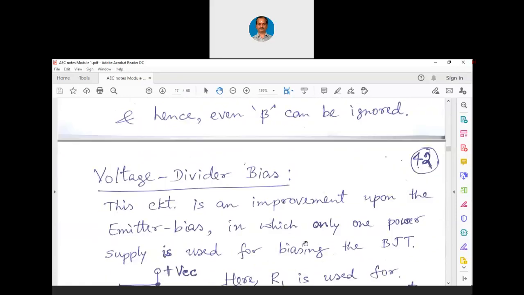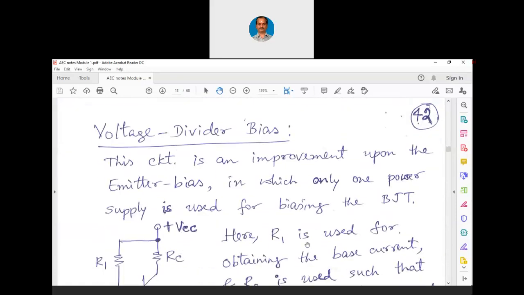Now let me discuss the next circuit called voltage divider bias. My dear students, in the next class, I am going to give you some exercises. Today I am going to only tell you the theoretical aspects of this. In the next class, I will give you some exercises on emitter bias as well. You will have to actually work out the load line and tell me the answer. Otherwise, it becomes one-sided teaching. So in the next class, I am going to use a different approach.